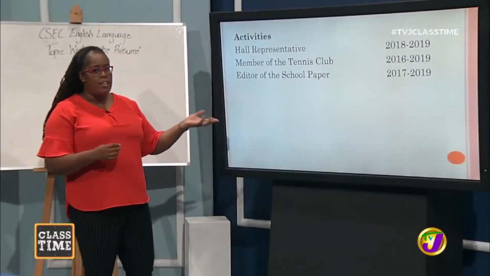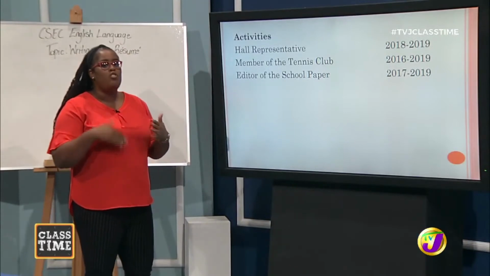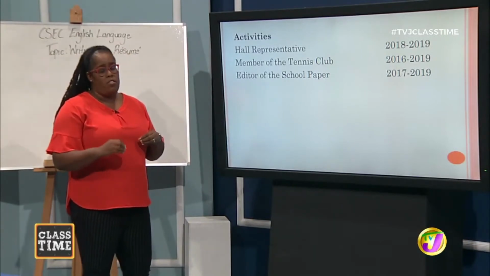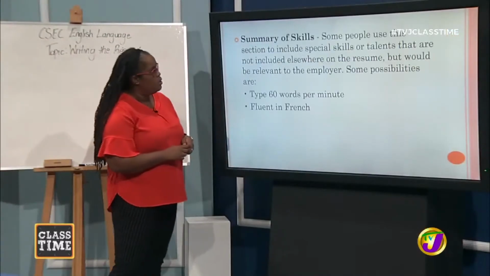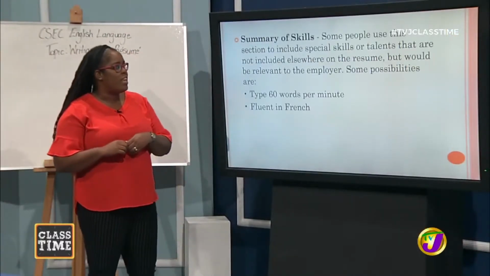All right, an example of how you would structure the activities section of your resume, right? So the heading is there, right? Activities: hall representative, 2018 to 2019. So remember, include the dates. They want to see the dates, right? Member of the tennis club, 2016 to 2019. Editor of the school paper, 2017 to 2019. All right, summary of skills.